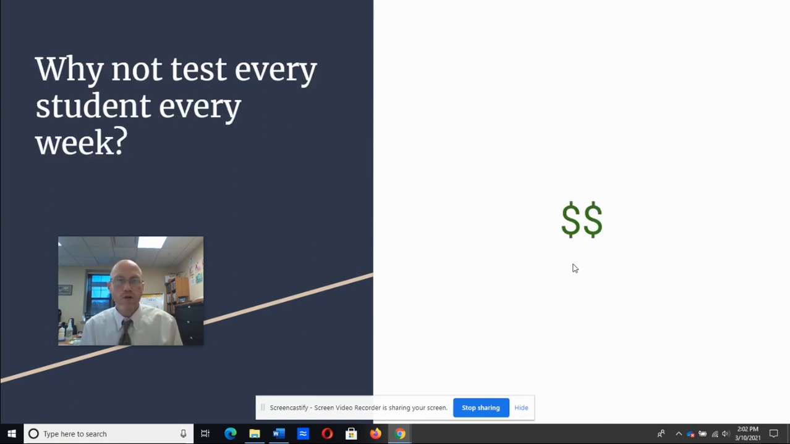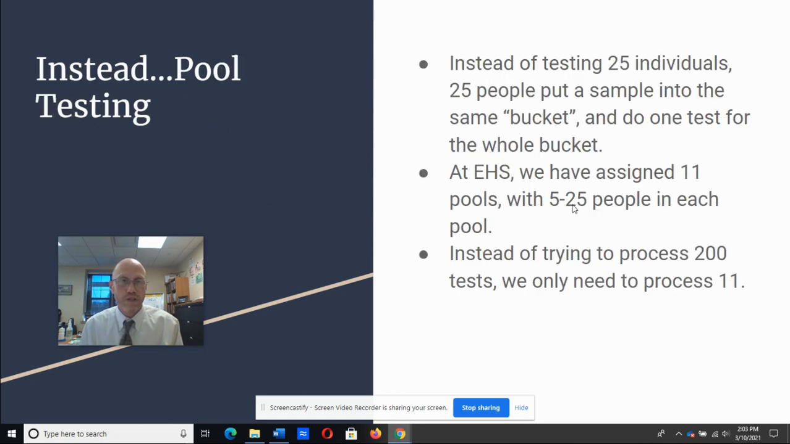So, you know, we could try to test every single student every week, but it's simply cost prohibitive. We can't do that throughout the district or throughout the school. So that's where pool testing comes in. In pool testing, instead of testing, say, 25 individuals, which will cost a lot of money, we have 25 people put a sample into the same bucket, and we do one test for that whole bucket.